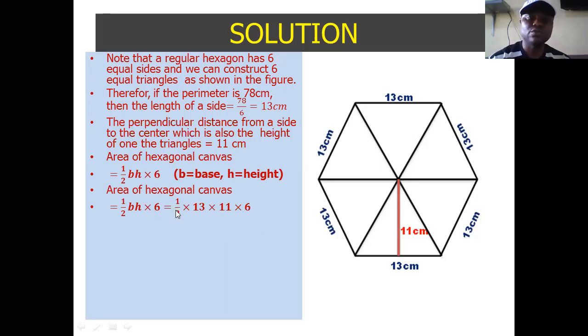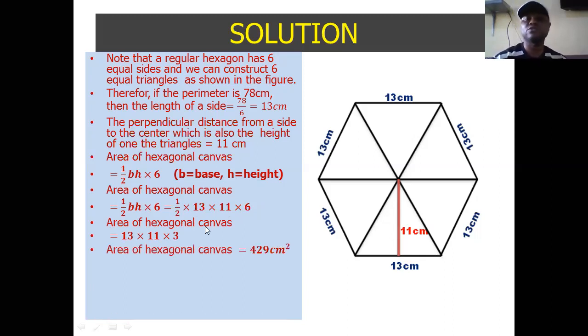Now, 2 into 6, you have 3. So the next line, we are going to have 13 times 11 times 3, because 2 into 2 is 1, 2 into 6 is 3. So we are left with 3 times 11 times 13, actually times 1, but it's not necessary. So when you multiply this out, you will have the area of the hexagonal canvas as 429 cm squared.